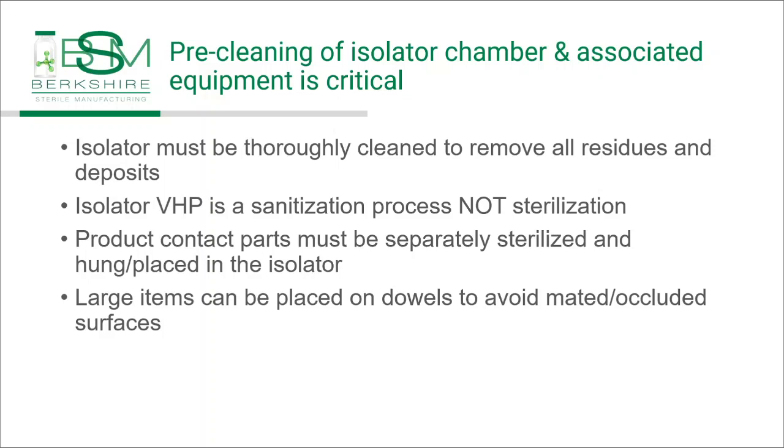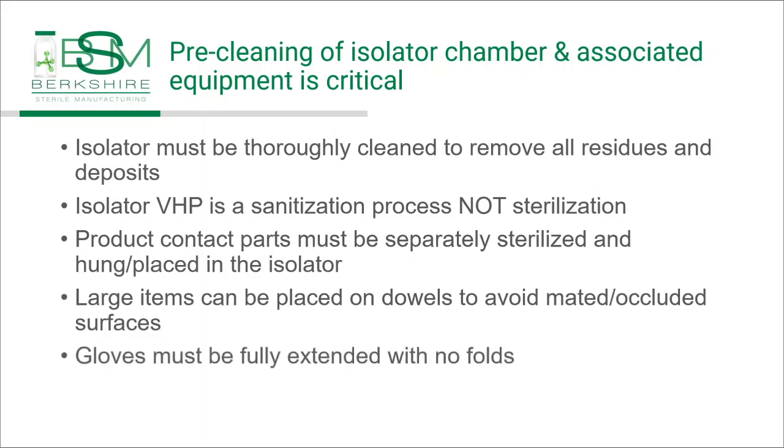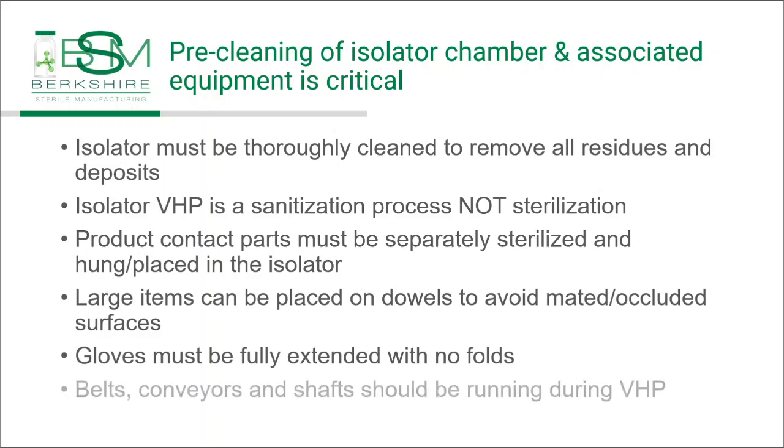Large items that need to be placed on the floor because they can't be hung, such as stopper bowls, can be placed on dowels to avoid mated or occluded surfaces. And gloves must be fully extended with no folds in them, so you can ensure that the sanitizing agent hits all surfaces of the gloves. Belts, conveyors, and shafts should be running during VHP, again, so all surfaces get exposed to the sanitizing agent.